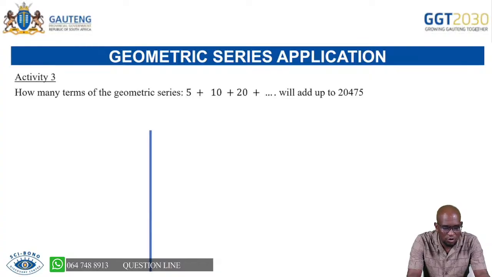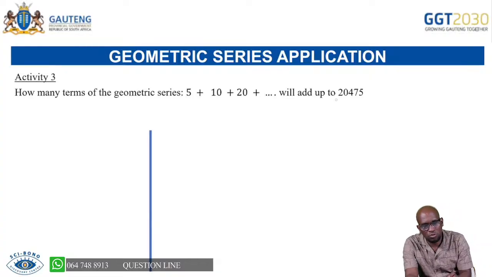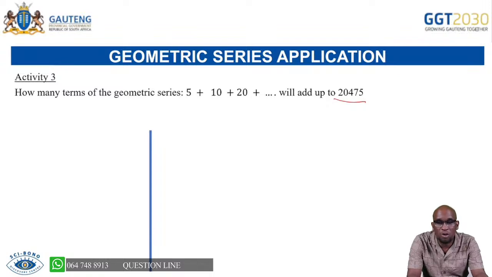How many terms of the geometric series will add up to 20,475? So you're adding 5, 10, and so on. And how many terms are going to sum up to 20,475? I am going to give you 3 minutes to work on that quickly. Just take your 3 minutes and make sure that you are quick in working out your solution so that we can come back and check how you are supposed to work around that. Right, your 3 minutes time starts now.